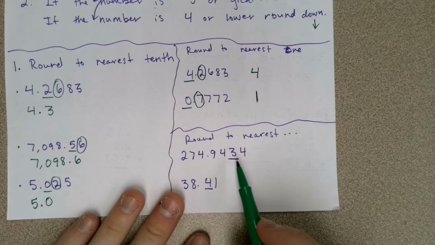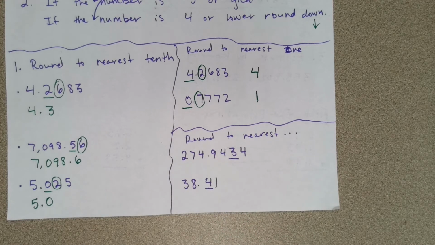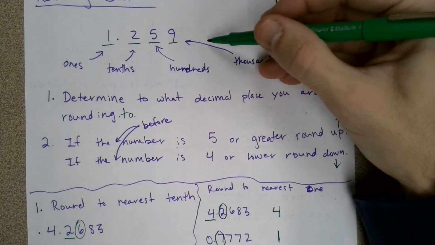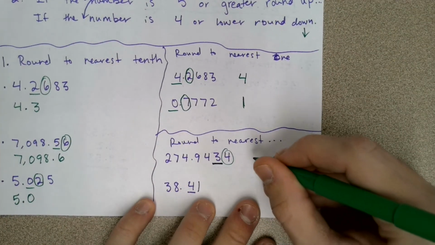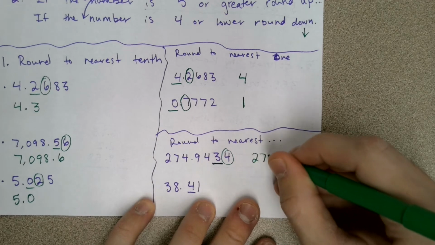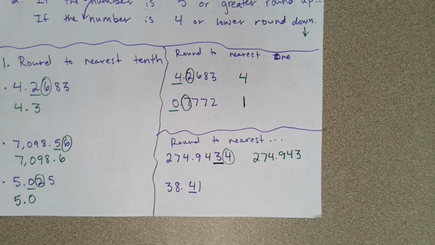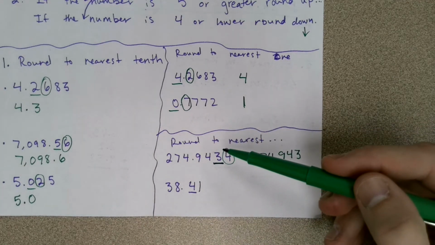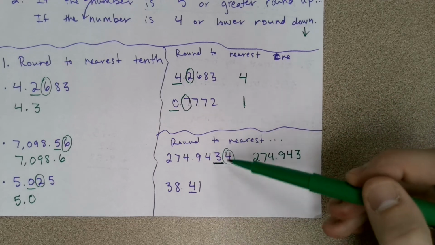Round to the nearest. I already underlined it. It's different for each of them. We've got 274.9434. We're rounding to the nearest thousandth. So look at the number after that. Is it greater than or less than 5? It is less than 5. So my number is going to change like this. We're rounding down. We stay at a 3. Rounding down, we don't get bumped up because this is not more than 5.